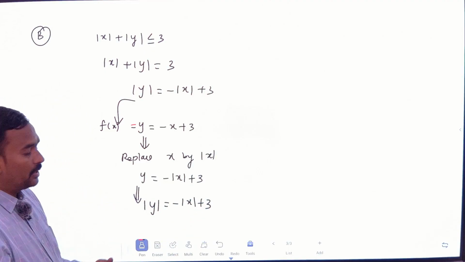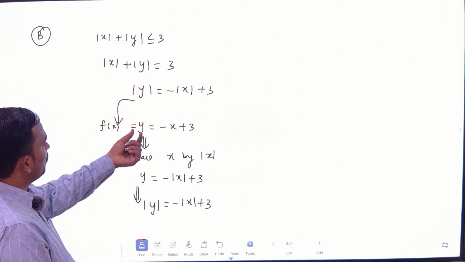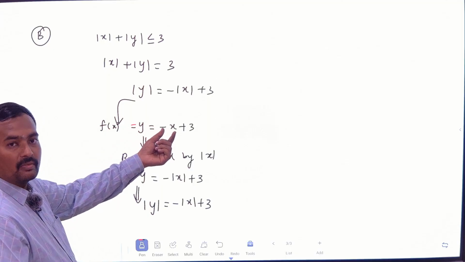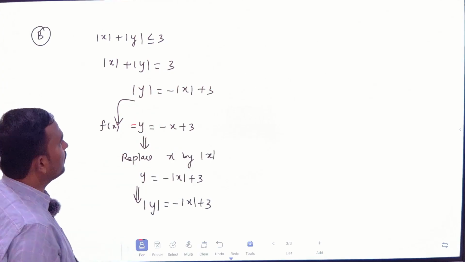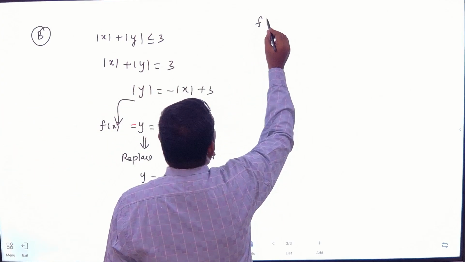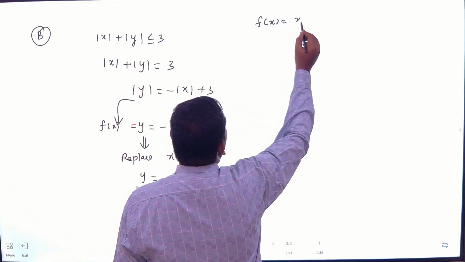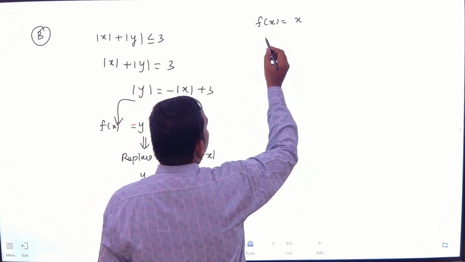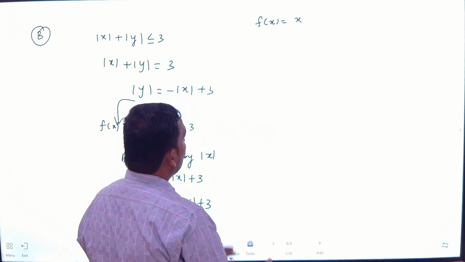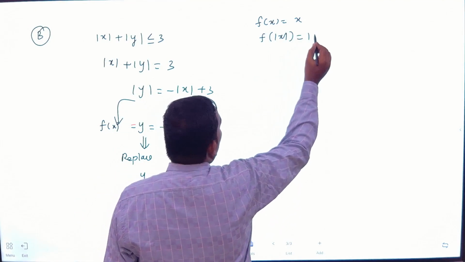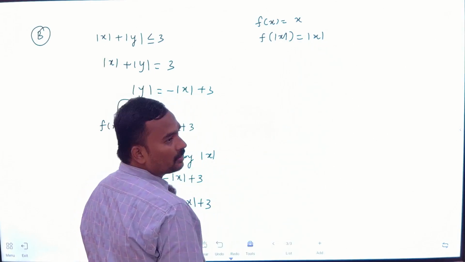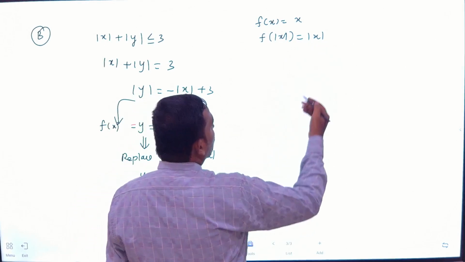First step: the reference graph is y is equal to minus x plus 3. Then replace x by mod x. You already know that if you have f of x equal to x, and you replace it by mod x, then f of mod x gives the mod x graph. So, mod x you already know.